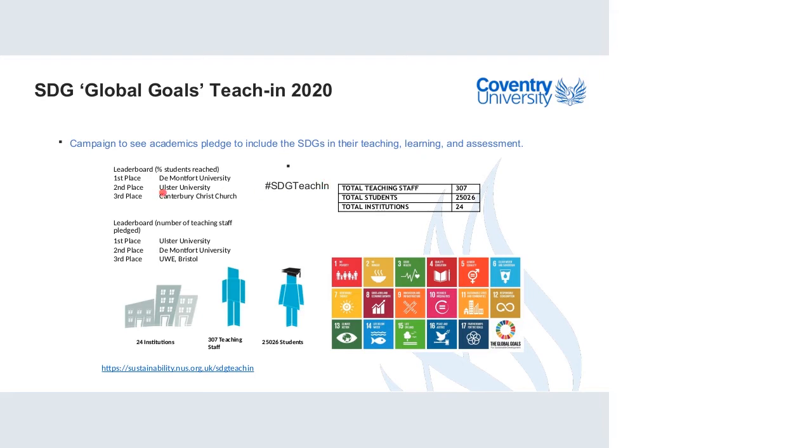And this year, University of De Montfort came first for the percentage of students reached through their embedding of the SDGs in teaching, learning, and assessment during that week. We saw 307 teaching staff in total engage with it, which in turn meant 25,000 students experienced learning around the SDGs during that week, from a total of 24 institutions.